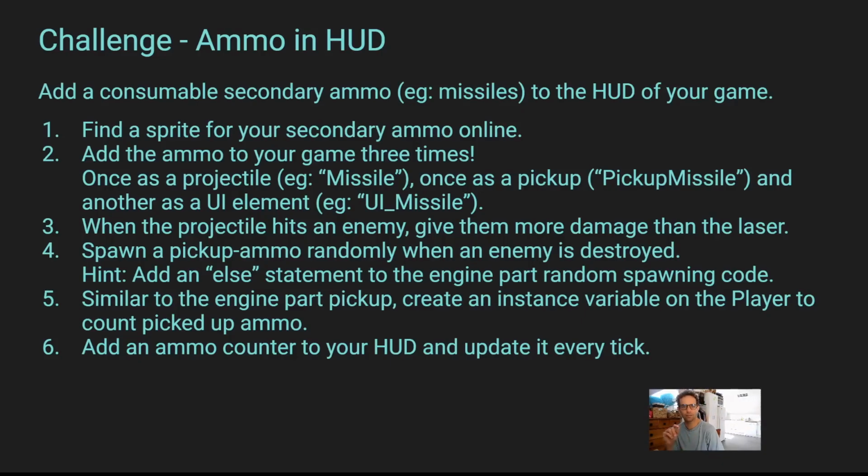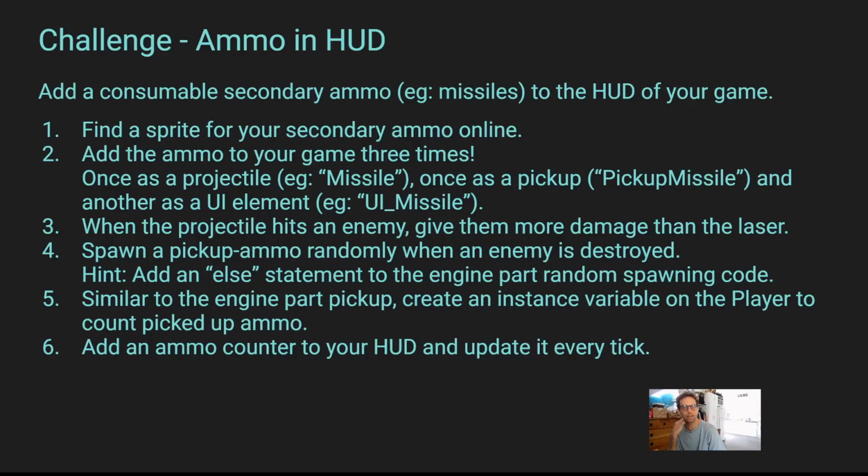All right, so your challenge here is to do a similar thing as to what I've just shown you, but now to add ammo to your HUD, okay? So add a secondary consumable ammo, like missiles, to the HUD of your game. I know some of you already added a secondary weapon to your game when you right-click the mouse button. If you've done that, that's great. If not, then you're going to add that as well. Okay, so I'll go through the steps.